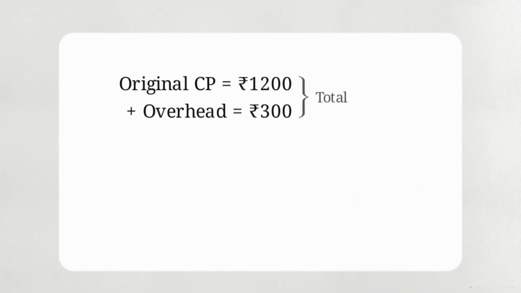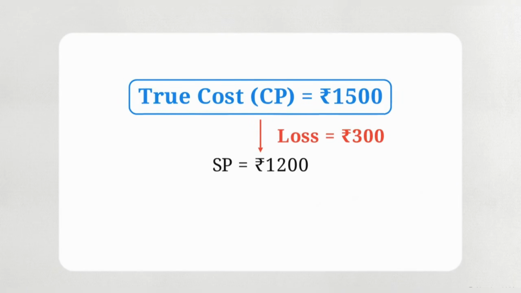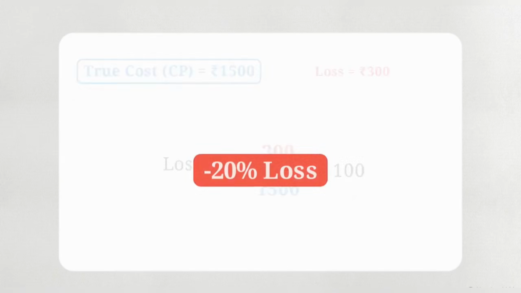If we introduce overhead, the math remains the same. A bicycle bought for 1,200 rupees with 300 in repairs has a true cost of 1,500. Selling that same bicycle for 1,200 means a loss of 300. We calculate that 300 against the 1,500 base, which again gives us a 20% loss.